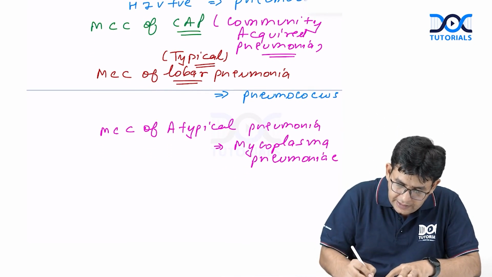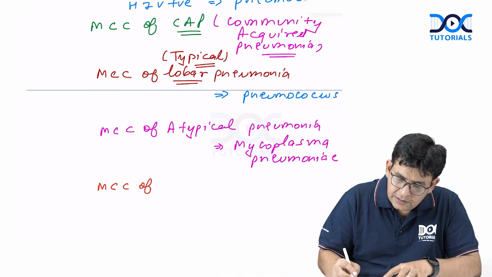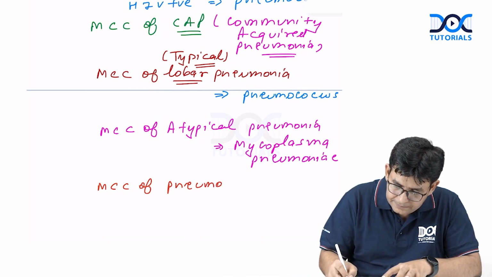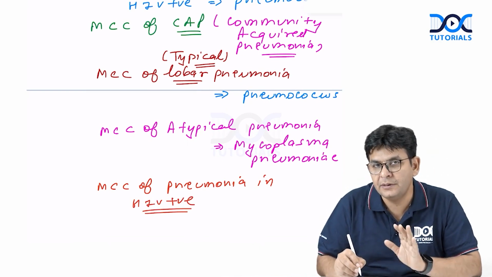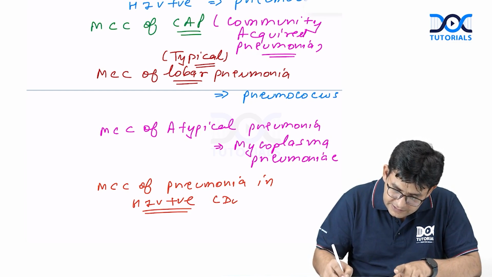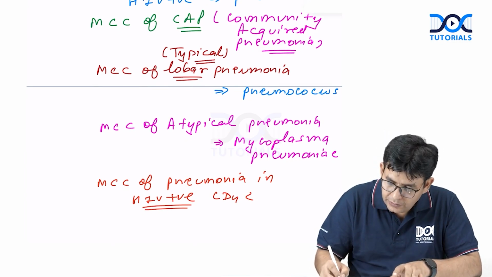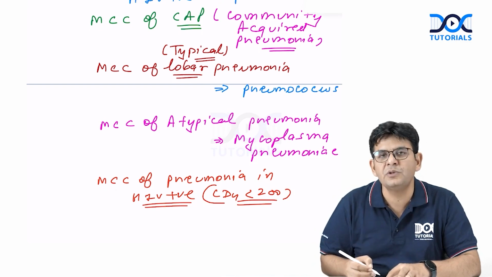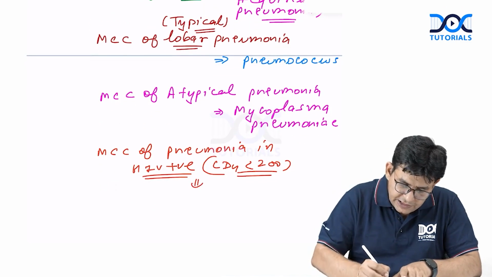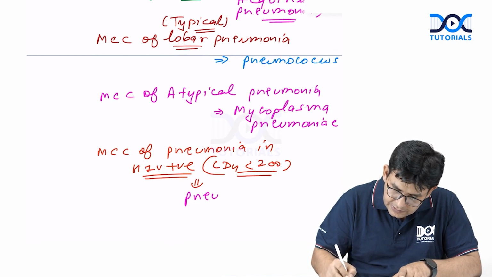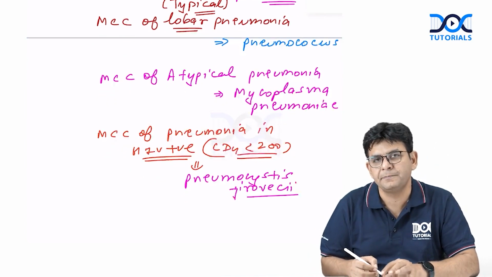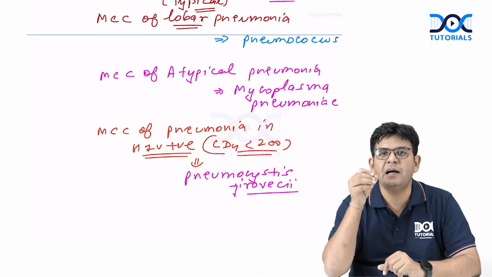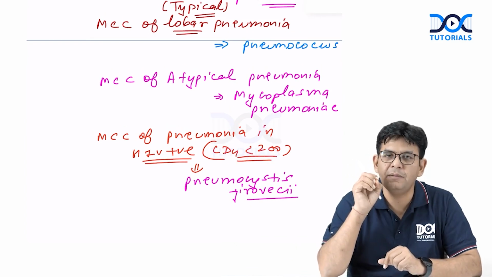Now, if I ask you which is the most common cause of pneumonia in HIV positive, the answer is pneumococcus. But when the CD4 count falls below 200, our answer changes to Pneumocystis jirovecii, also termed as carinii. Is it fine, guys? So these are all sorts of questions which can come regarding pneumonia.